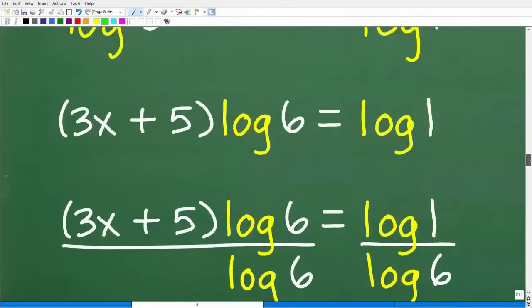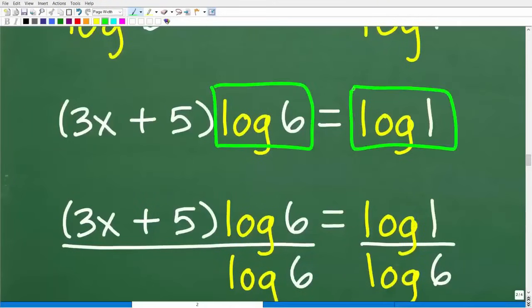Now at this point, we know that log 6 and log 1 are values. But what we want to do here is be smart about this. Let's go ahead and divide both sides of the equation by log 6. In other words, we could use the distributive property and multiply in, if we have some sort of value, but you don't want to do that. You want to try to get rid of your logarithms as smartly as you can, or put all those expressions on one side. So algebraically, we are allowed to divide both sides of the equation by anything we want. So let's divide both sides by log 6.